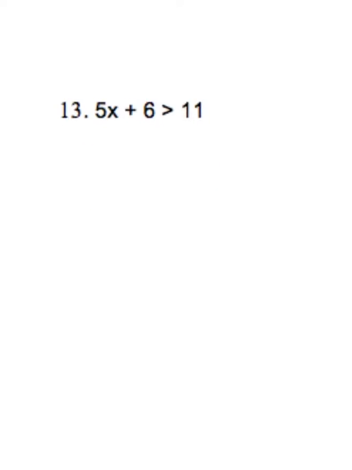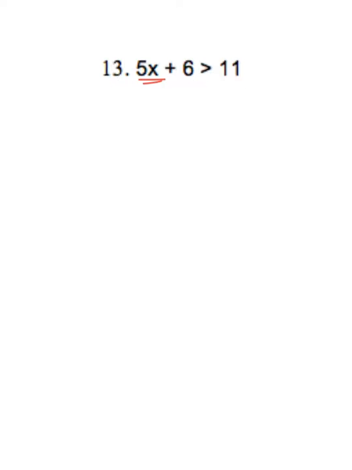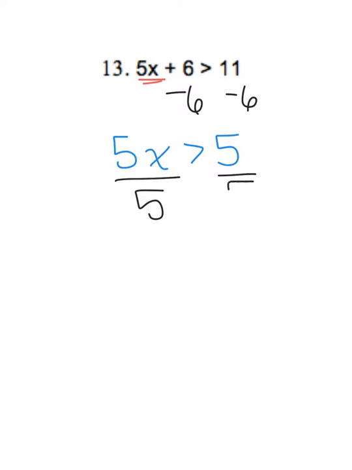This last one here, we're going to start off by subtracting 6 from both sides because I want to isolate the variable. So I'll do that by subtracting 6, subtracting 6. The inequality symbol stays the same, it just becomes 5x is greater than 5. We know just to divide by 5, and we're left with x is greater than 1.